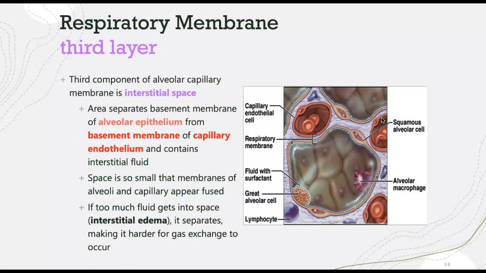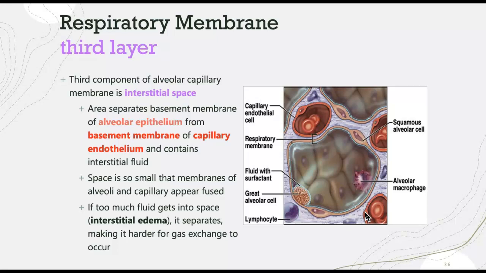Now our third layer is the interstitial space here, and this is going to separate the alveolar epithelium, so the wall of the alveolus, from the basement membrane and capillary endothelium that we have here.